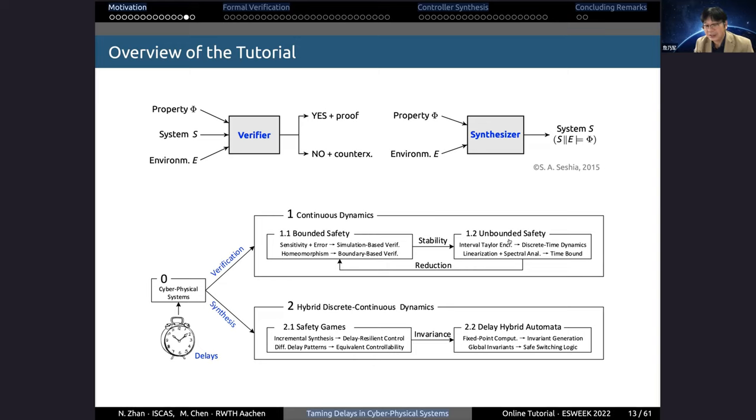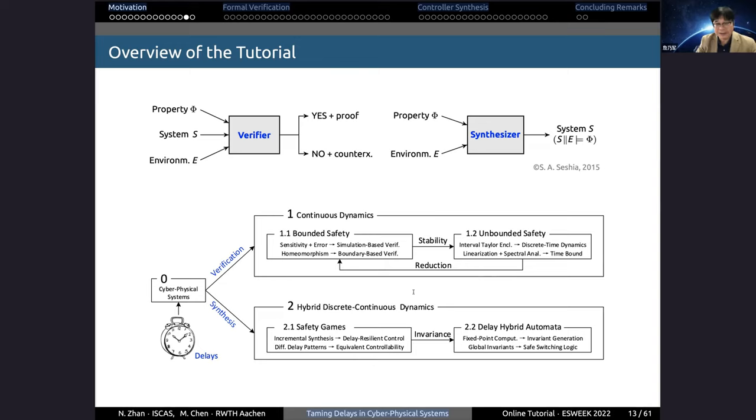The other question is unbounded safety verification. Here we consider two verification problems. First, we consider simple delayed differential equations by using an interval time model plus some stability analysis. The second issue, we consider the verification of general delayed differential equations by using linearization plus spatial analysis techniques.